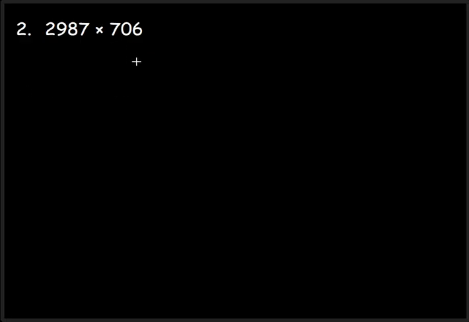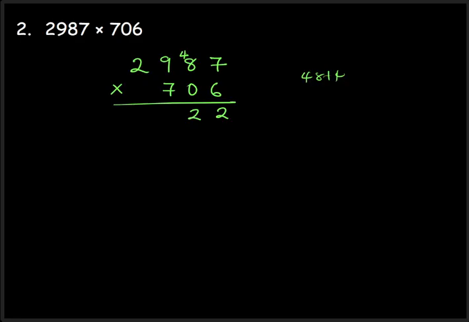So we move to number 2. Number 2 will be 2,987 times 706. 6 times 7, that will give us 42. 2, then we carry 4. 6 times 8, that will give us 48. 48 plus 4, that will be 52. 2 carry 5. 6 times 9, that will be 54. 54 plus 5, that will give us 59. 59, so that will be 9 carried 5. 6 times 2, 12. 12 plus 5, that will give us 17.